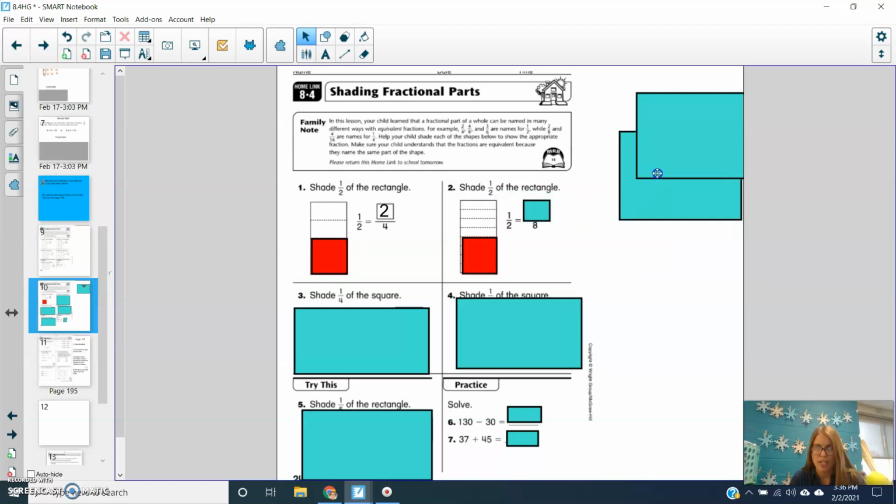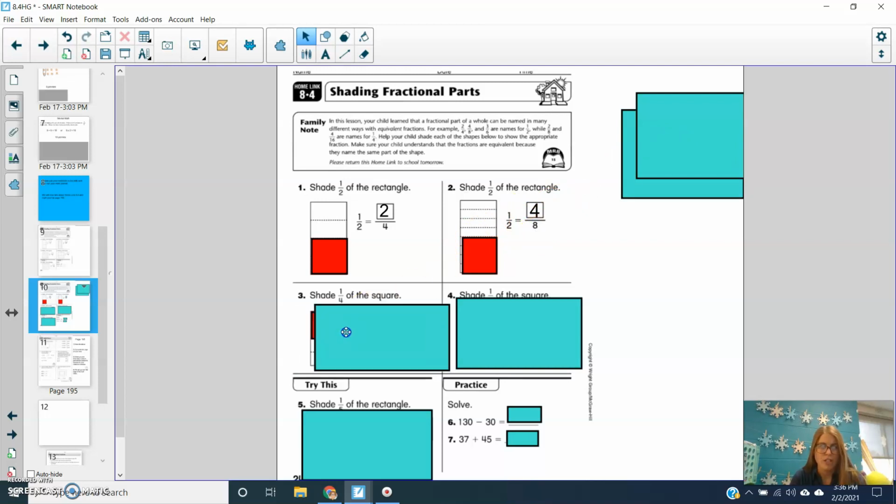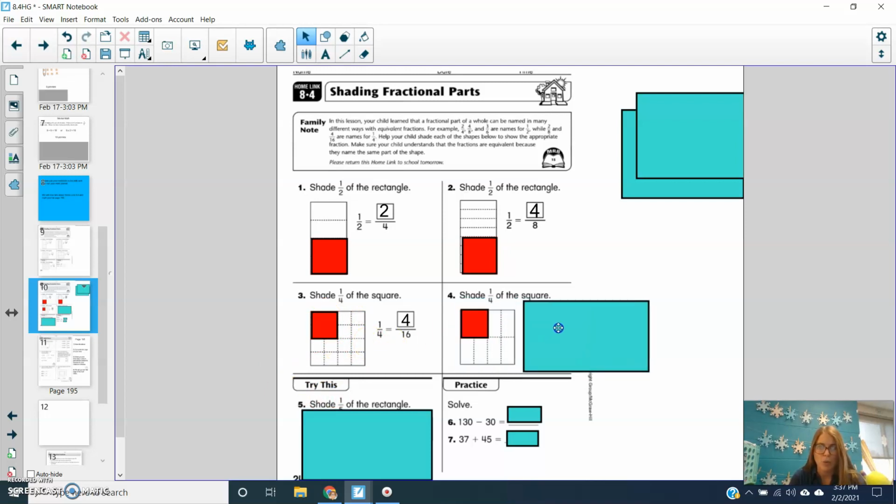Okay, so for question 2, I shaded in half of the rectangle, and so you can see that I shaded in 4/8. So 1/2 is the same thing as 4/8. For question 3, I'm shading in 1/4, so you can see I divided this and thinking about this into 4 equal parts. And so 1/4 is the same thing as 4/16 because I shaded in 4 out of a total of 16 of the boxes. For question 4, shade 1/4 of the squares. So if I imagine this being split into 4 equal parts and I'm shading in one of those equal parts, you can see that I shaded in 2 out of the 8 squares. So 1/4 is the same thing as 2/8.